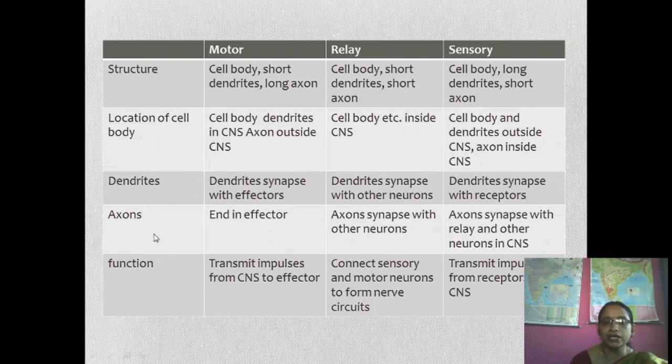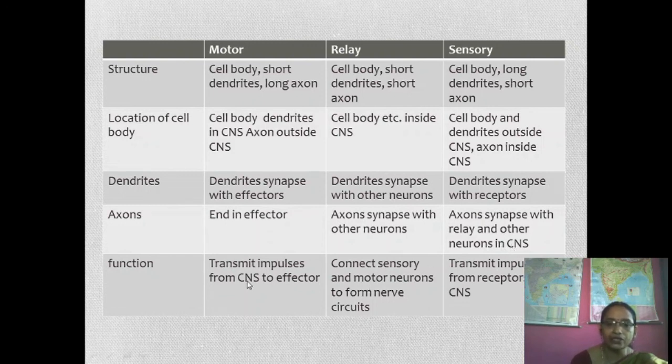What is the speciality of the axon? In the case of motor nerves, axons end in effectors. In the case of relay neurons, axons synapse with other neurons. In the case of sensory neurons, axons synapse with relay and other neurons in the CNS.